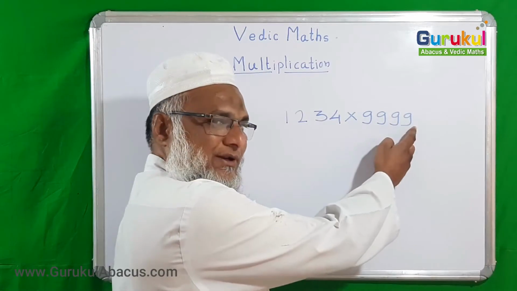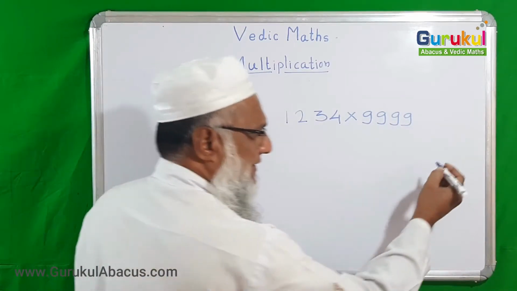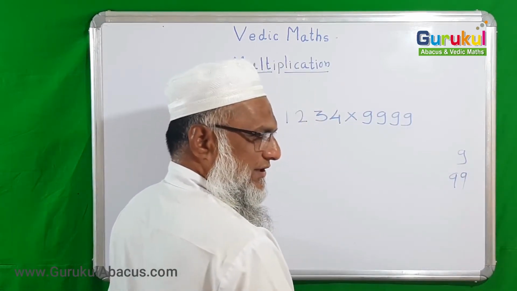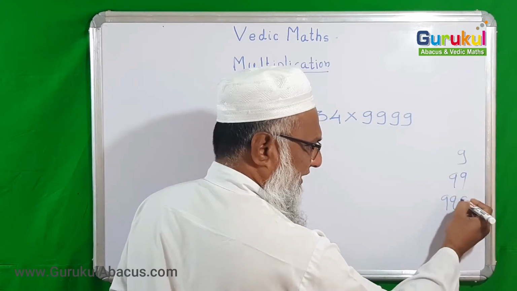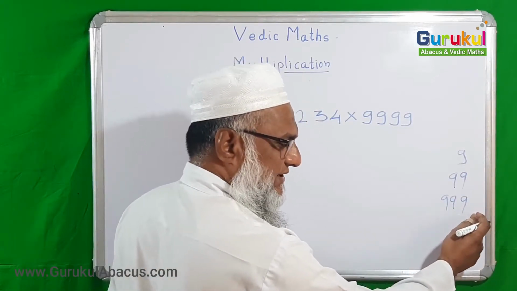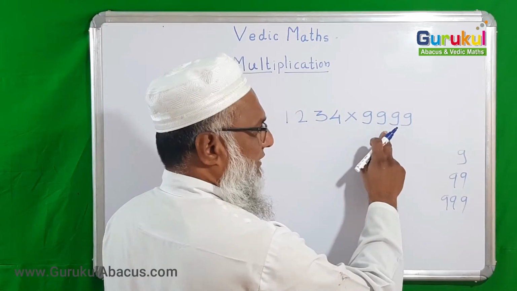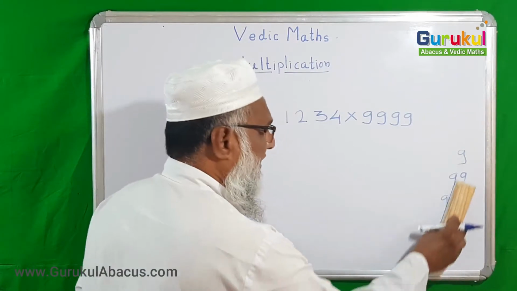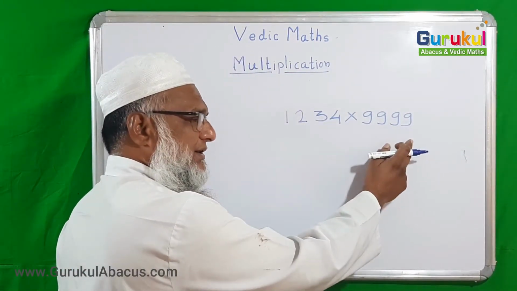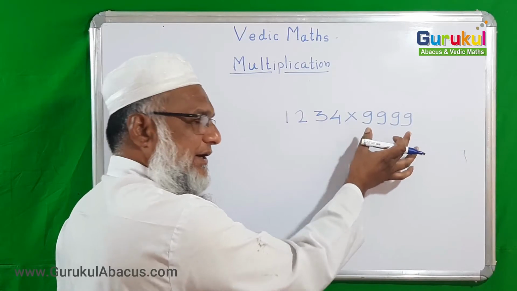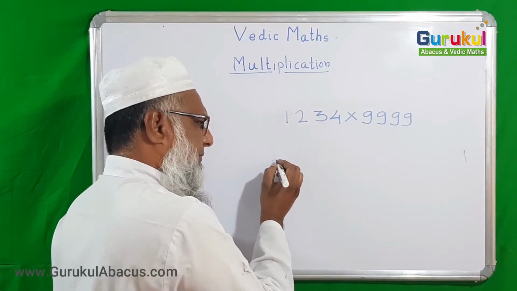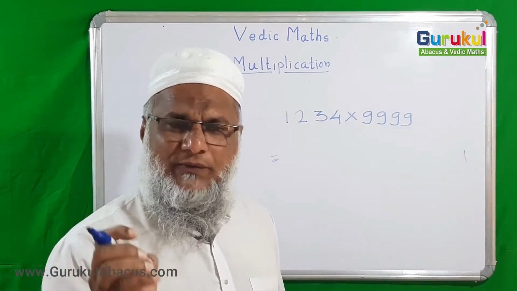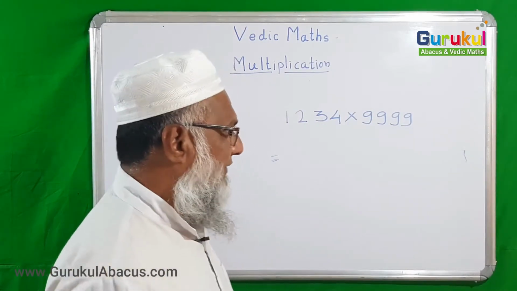We know the greatest number: 9 is the one-digit greatest number, 99 is the two-digit greatest number, in the same way 999 is the three-digit greatest number, 9999 is the four-digit greatest number, and so on. So if one of the two given numbers is a greatest number, then this type of multiplication we can complete within just 4 to 5 seconds. See how we can do it.